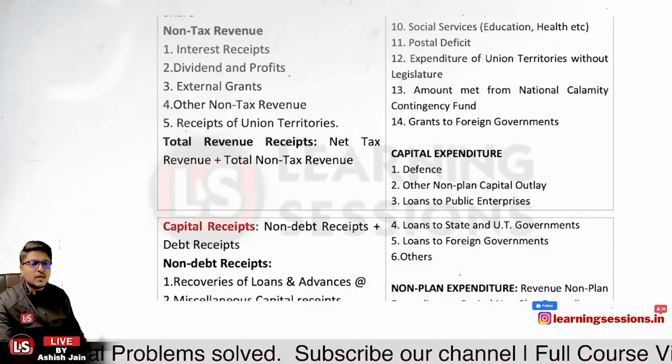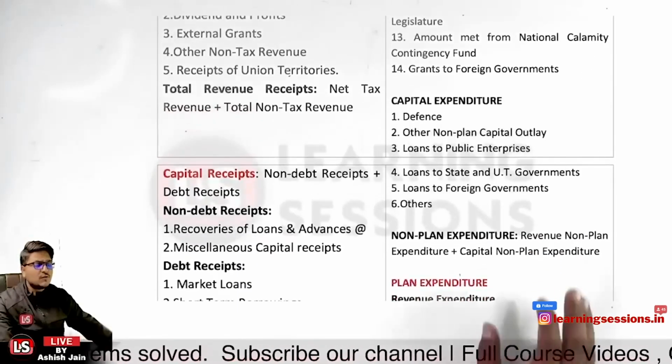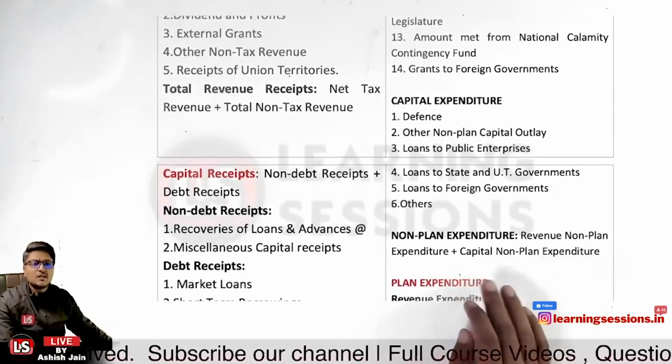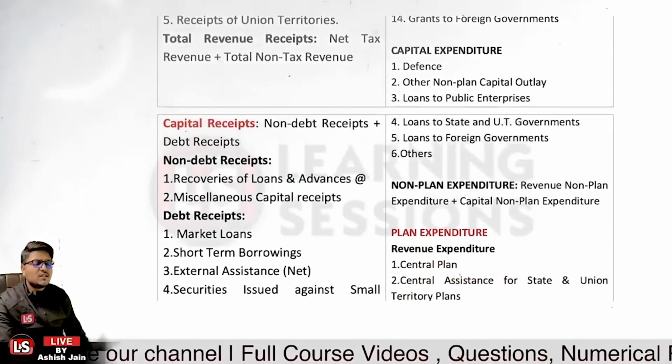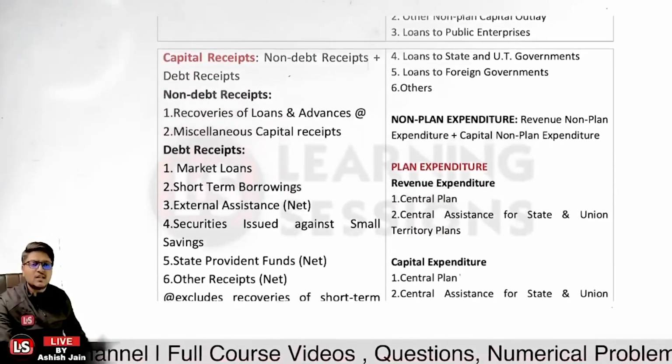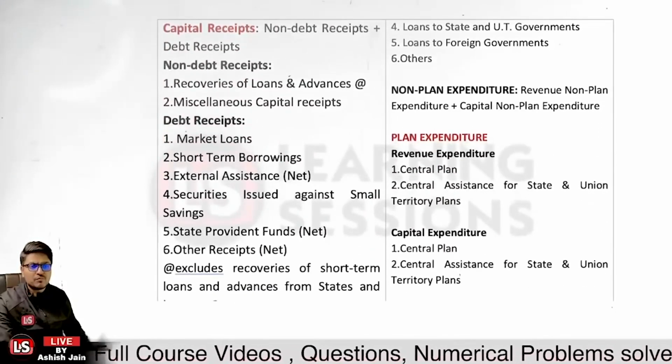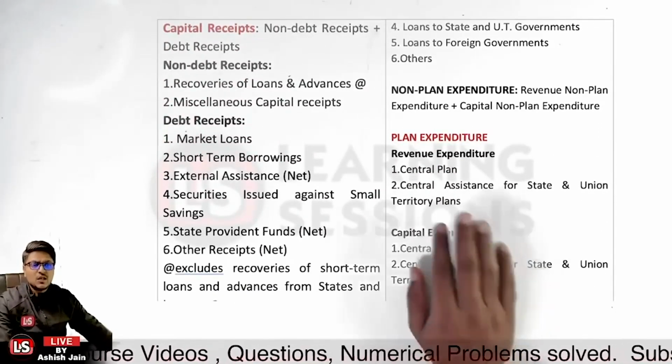Okay, and now let us have a look at the non-planned expenditure. It is the sum total of revenue non-planned expenditure plus the capital non-planned expenditure. Now let us have a look at the planned expenditure itself. Further, it is classified into two parts, that is the revenue expenditure and the capital expenditure.